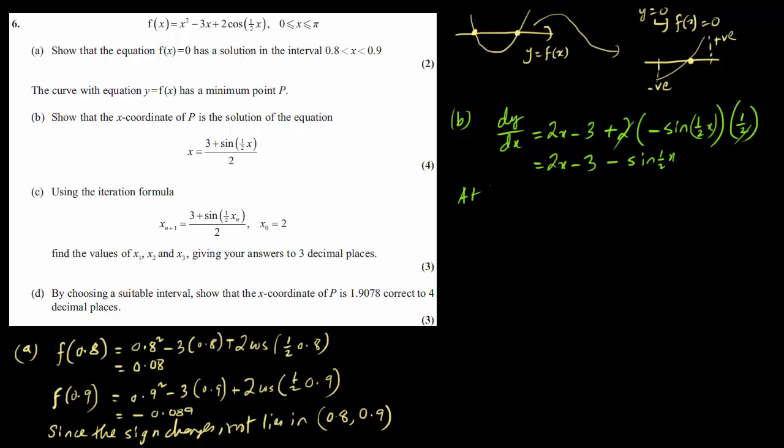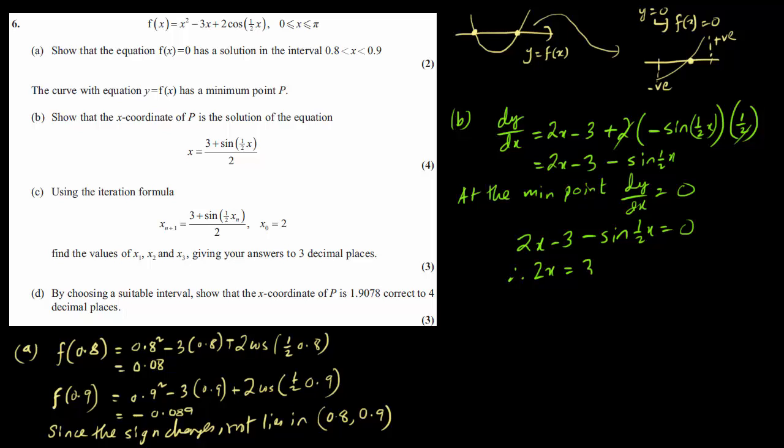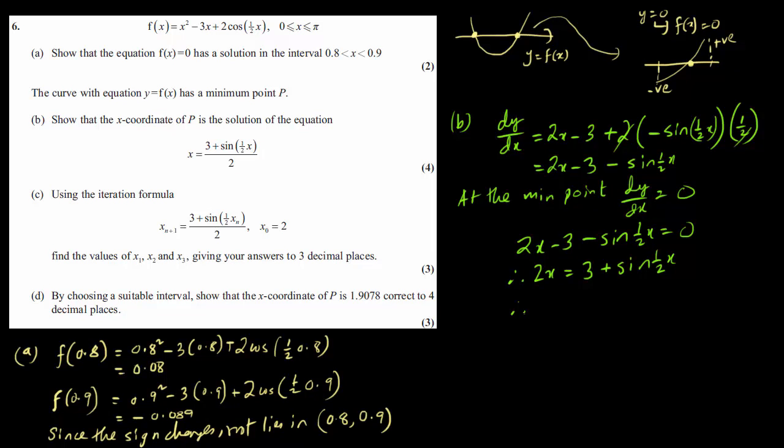So at the turning point, meaning at the minimum point, which is P, dy by dx equals 0. That means 2x minus 3 minus sine half x equals 0. Now from here we have to directly find the value of x in this format. So it's pretty obvious what we have to do. So we have to write twice x equals 3 plus sine half x. Therefore x equals (3 plus sine half x) divided by 2.